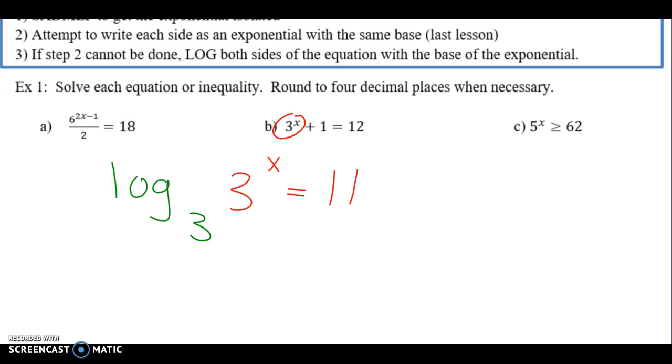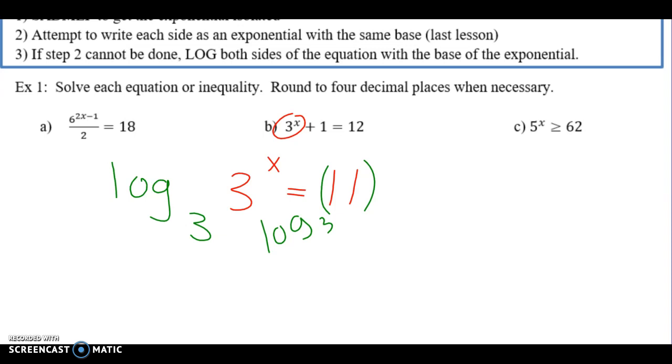So if that was 5 to the x power, what would I have done? Got rid of the 5. Log base 5. What if that was a 12? Log base 12. Yeah, just whatever number is the base of the exponent, that's the base of the log. Now, I can do that as long as I do it to the other side. So it looks kind of weird, but I need to log base 3 of 11. So log base 3, both sides.